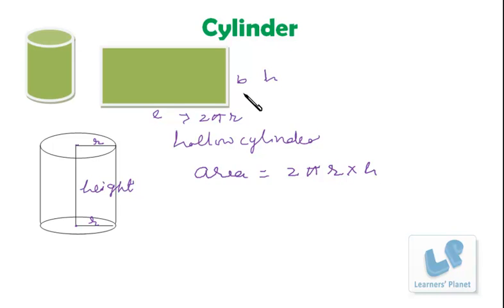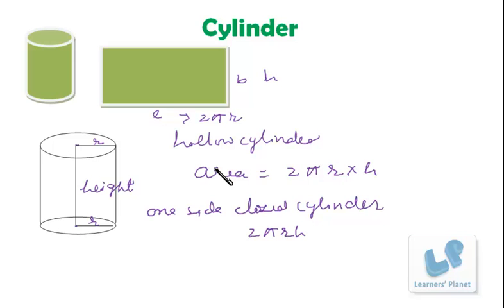Now the next thing is, here we talked about a hollow cylinder. Now what if the cylinder is closed from one side? Suppose the bottom of the cylinder is closed. Now what will be the area of the bottom? Since the bottom is a circular shape, the area of a circle will be pi r square. So, a one side closed cylinder. For the hollow cylinder, it's the area of the curved surface. We can say it's a curved surface also. I just write it over here.